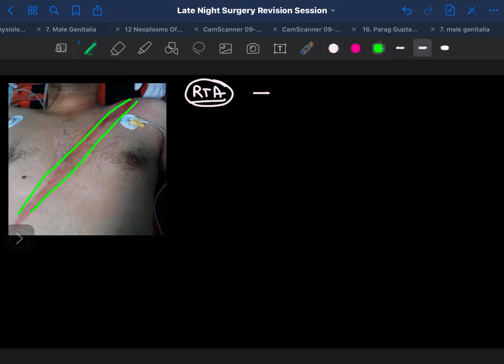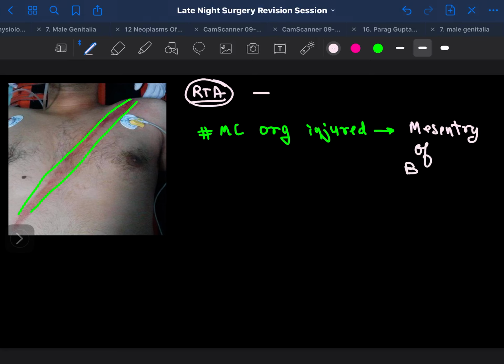Now, there are a couple of things which you need to appreciate in the seat belt injury. What is the most common organ which is injured? So no brainer, guys, this is simple. It is the mesentery, guys. Okay, what is the most common organ injured? That is the mesentery of the bowel. This is the most common organ which is injured in the seat belt injury.